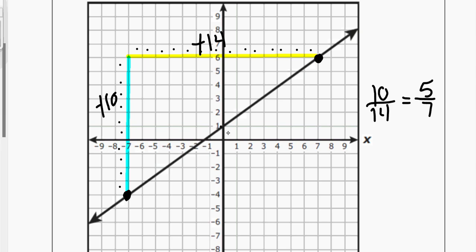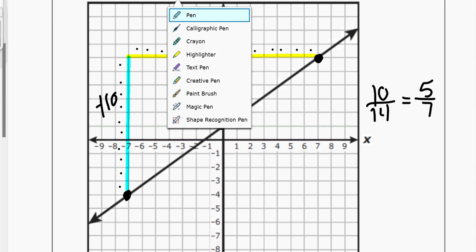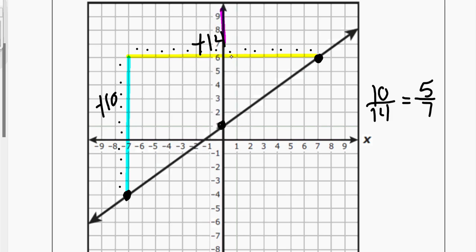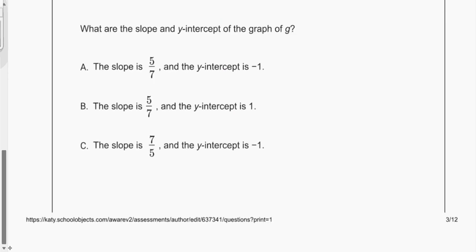And then my y-intercept is right here on my y-axis. So again, we check along my y-axis and look at where it's crossing, which is at (0, 1). So my y-intercept is at (0, 1). So my best answer for this would be B.